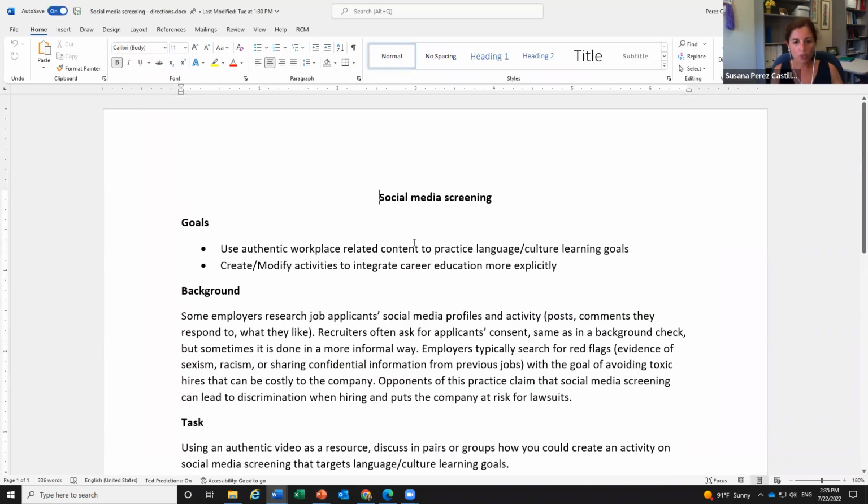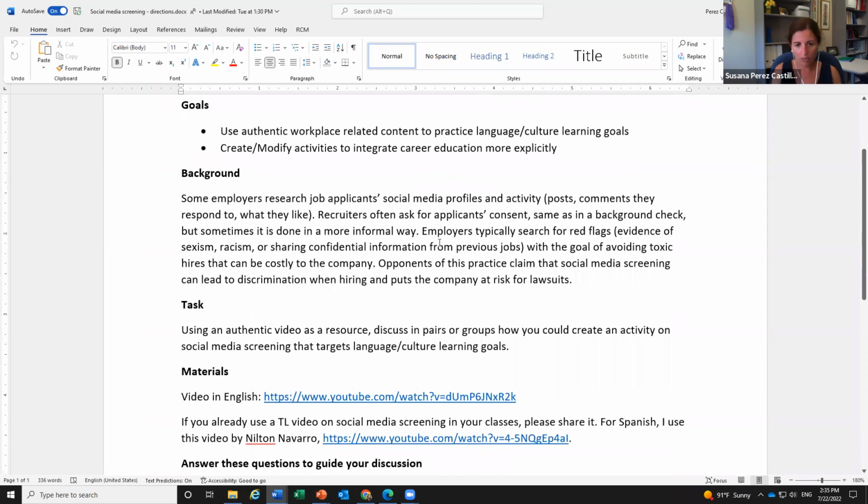This is what I want you to do when you are in breakout rooms, okay? The goals will be to use authentic workplace related content to practice something, and we're working on this goal that I have for the workshop, creating and modifying activities. So the background, we talked about that already. Recruiters are using this because they're looking for red flags, attitudes. But there are some people who oppose this, and they say that social media screening can lead to discrimination when hiring. And there are risks that put the company in a really bad situation, right?